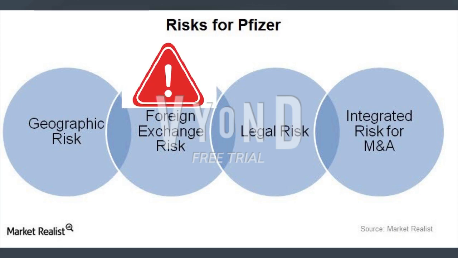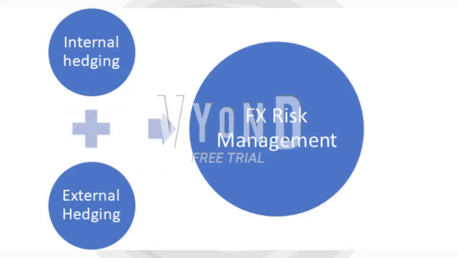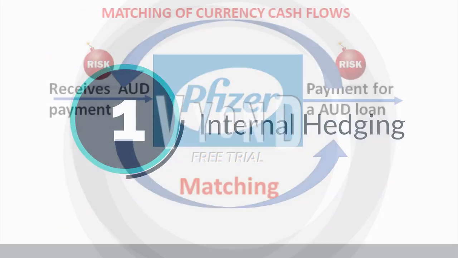Pfizer is subject to the foreign exchange risk in not only commercial operations side but also in financial assets and liabilities. Specifically, on the commercial side, over 50% of the group's revenue is from non-US market. There are two ways of FX risk management that the company seeks to implement, which is internal hedging and external hedging. The first method of internal hedging is matching of currency cash flows.